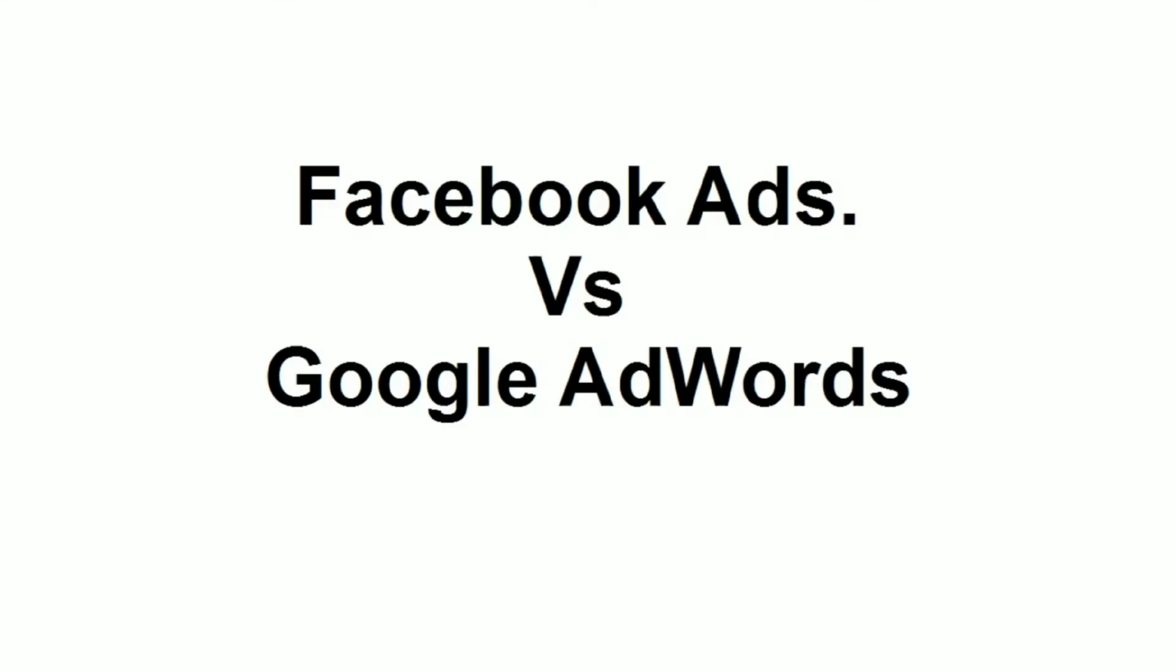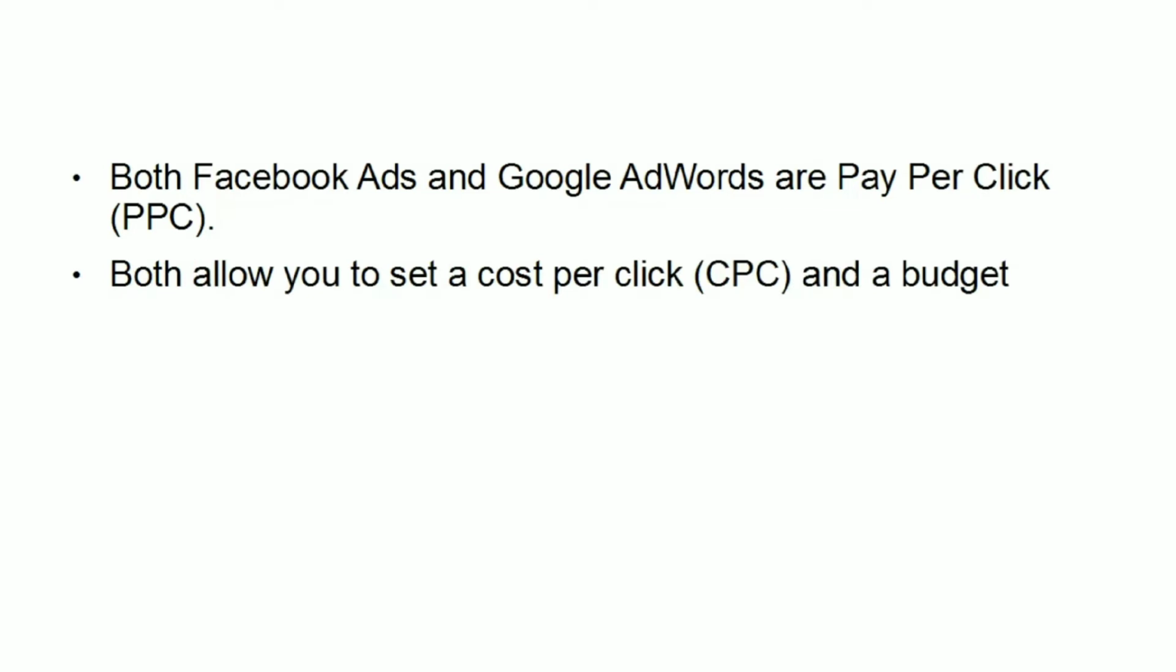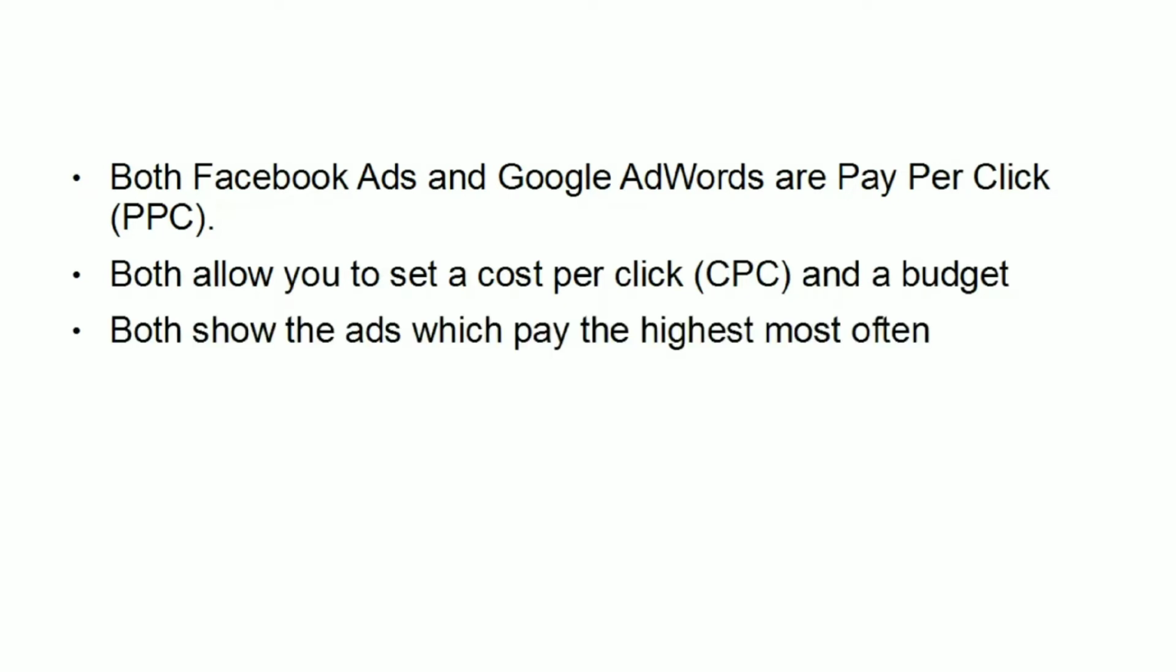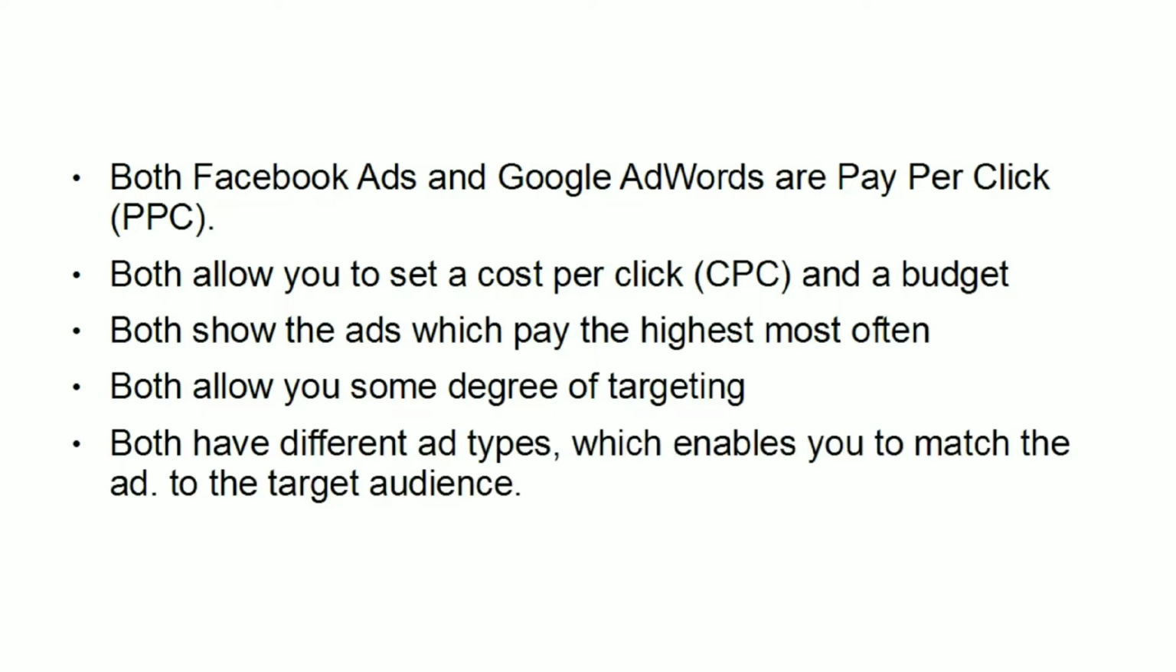It's very simple. So what's the difference between advertising via Facebook ads and advertising via Google AdWords? Well, there are certain similarities. First of all, both Facebook ads and Google AdWords are pay-per-click or PPC. At least Facebook does have a PPC option. And both allow you to set a cost per click, otherwise known as a CPC, and a budget. Both will show ads which pay the highest most often. Both allow you some degree of targeting, and both have different ad types which enables you to match the ad to the target audience. But that's about where the similarity ends. So let's take a look at some of the key differences between advertising on Google AdWords and advertising on Facebook ads.